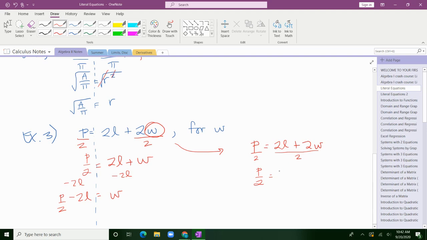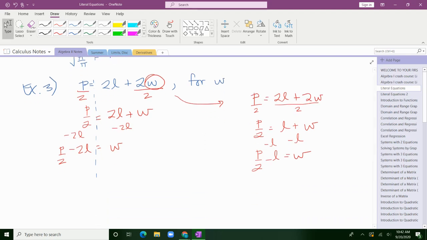And then 2L over 2 would be L. 2W over 2 would be W. Then you would subtract L from each side. So P over 2 minus L equals W. Notice that's not the same thing as I got whenever I did it incorrectly. So you're going to want to go here and definitely cross that out. That's wrong. But, you know, I wouldn't even do it this way.